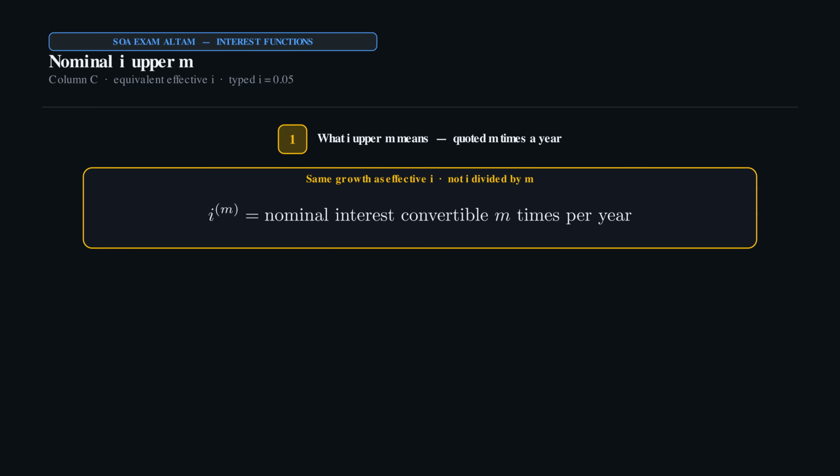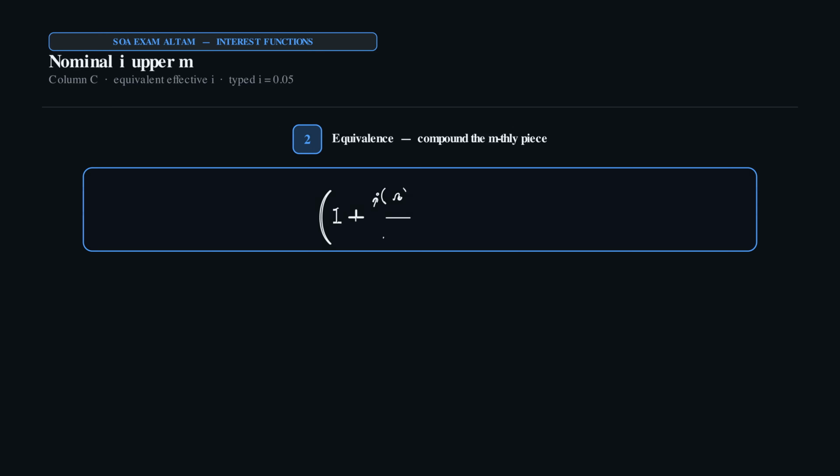Nominal I upper M is the interest rate quoted M times a year that is equivalent to the effective annual I. It is not I divided by M. The MTHLY effective piece is I upper m over m, and those m pieces must compound back to 1 plus I. Write the equivalence first. (1 plus I upper m over m) raised to the m equals 1 plus I. That is the sentence you should have in your head before you touch Excel.